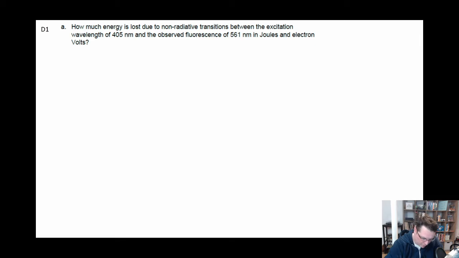The way to approach this problem is, if you have something that is excited at 405 nanometers, and then you observe the fluorescence at 561 nanometers, the Stokes shift in this case is going to be 156 nanometers or something along those lines. Now I'll work it through incorrectly at first. Or actually, you know what? I'll work through it the correct way, and then I'll show you the incorrect approach, so that you can see the difference.